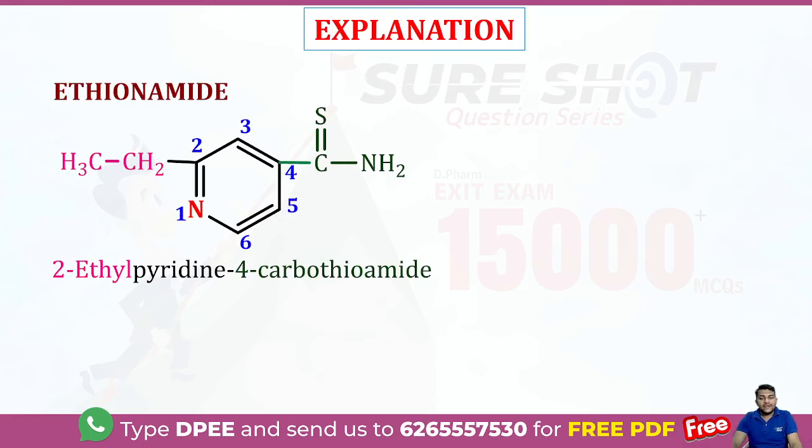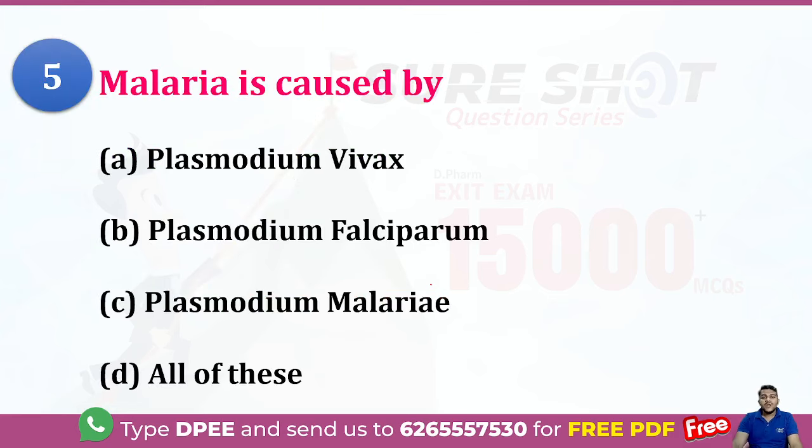So this is the typical structure of ethionamide. It has the ethyl group at the second position. The basic ring is the pyridine ring, as I told you earlier. And at the fourth position you have the carbothioamide. Got it? Next question for you guys.